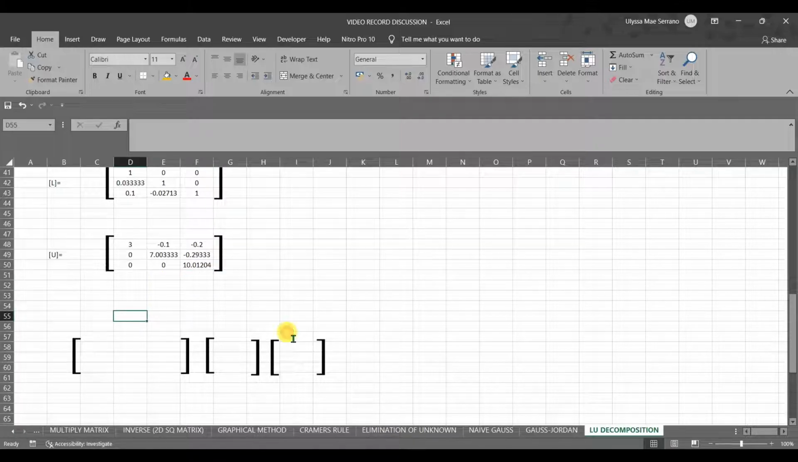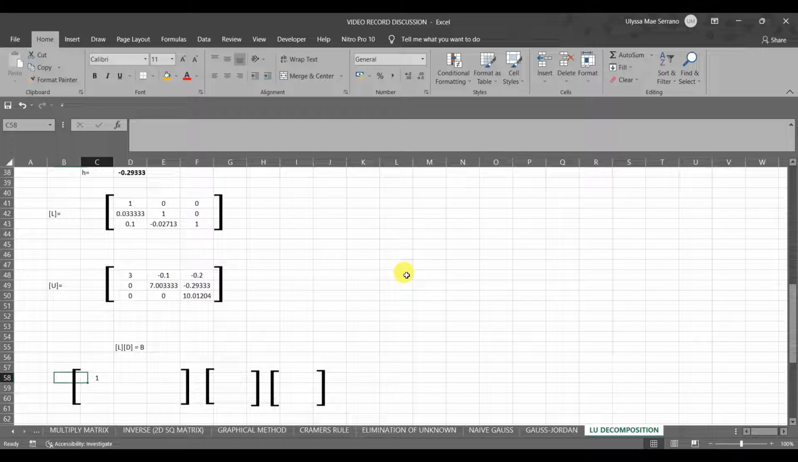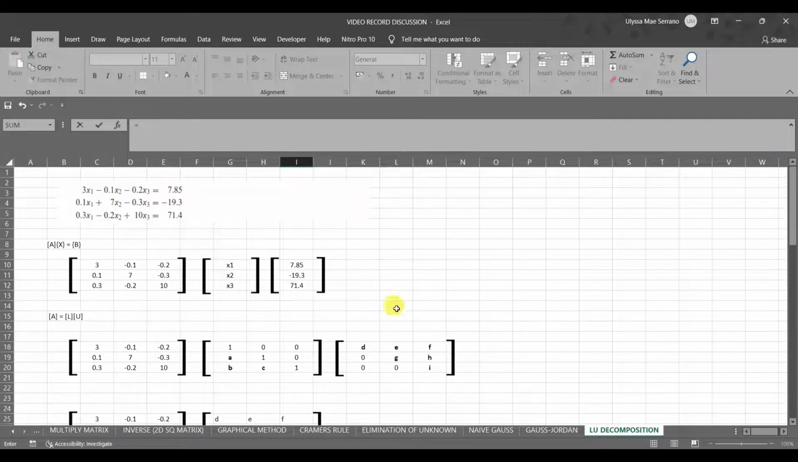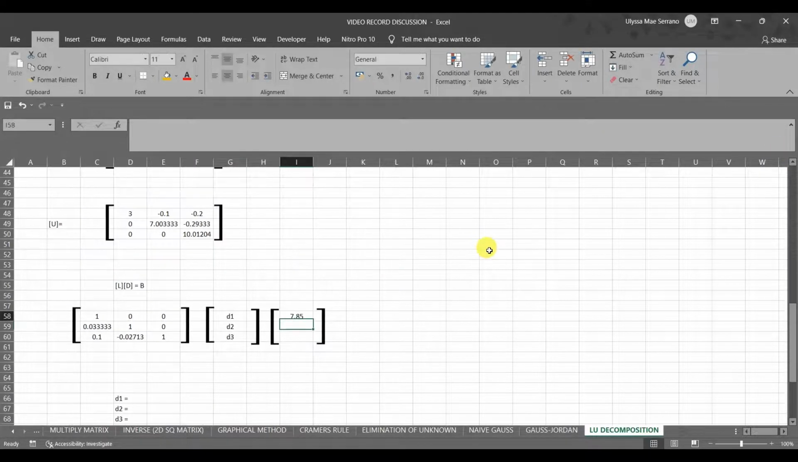And next, we'll be going to calculate or find the value of the intermediate vector, represented as D. So we're going now to find the value of the intermediate vector D using the lower multiplied by D. So D is the intermediate equated to the right-hand side vector B. So for the lower, simply copy the values for our lower. And for the intermediate, D1, D2, and D3. For the right-hand side vector, we're going to select our main problem.